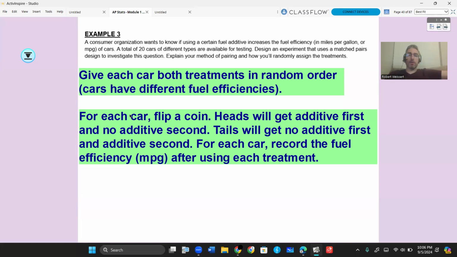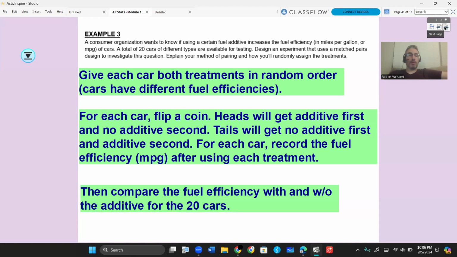So for each car, flip a coin. Heads will get the additive first and no additive second. We want to randomly assign that. Tails will get the no additive first and additive second. For each car, record the fuel efficiency after using each treatment. Compare the fuel efficiency with and without the additive for the 20 cars. That'll give you better results that way.